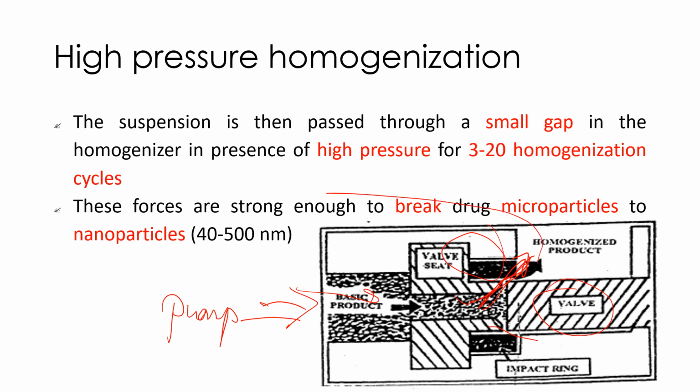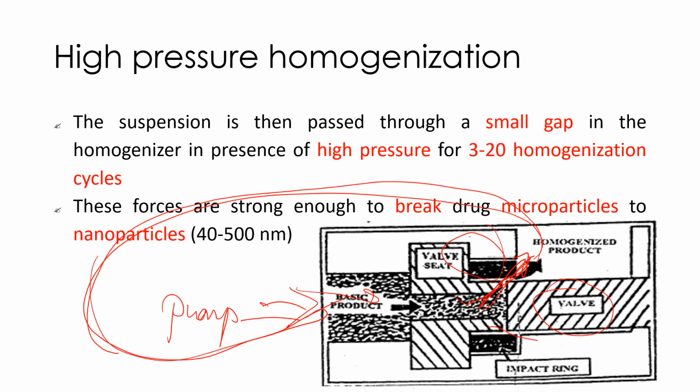And usually we are using different cycles or several cycles. You are taking the homogenized product, maybe first time it will become micro, and then take it again and again and again. You may need several homogenization cycles. It means rotation or recycling of the product and pushing it again to pass again and again. So this is very efficient and effective in reducing the size now into 40 to 500 nanometer.